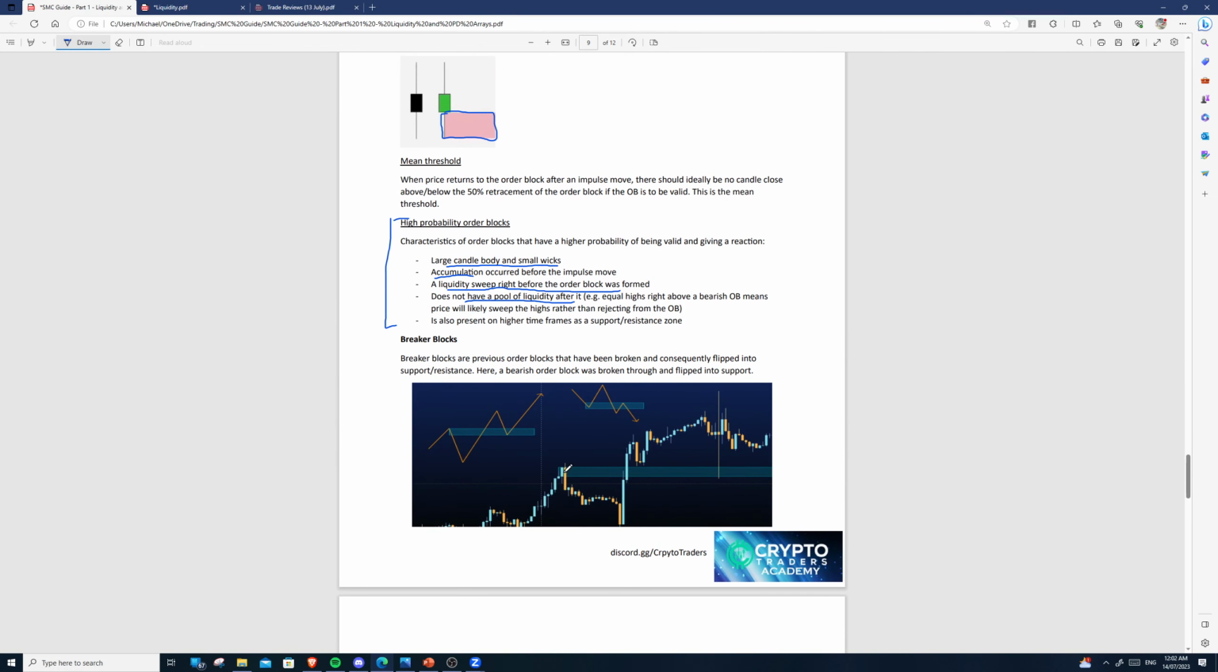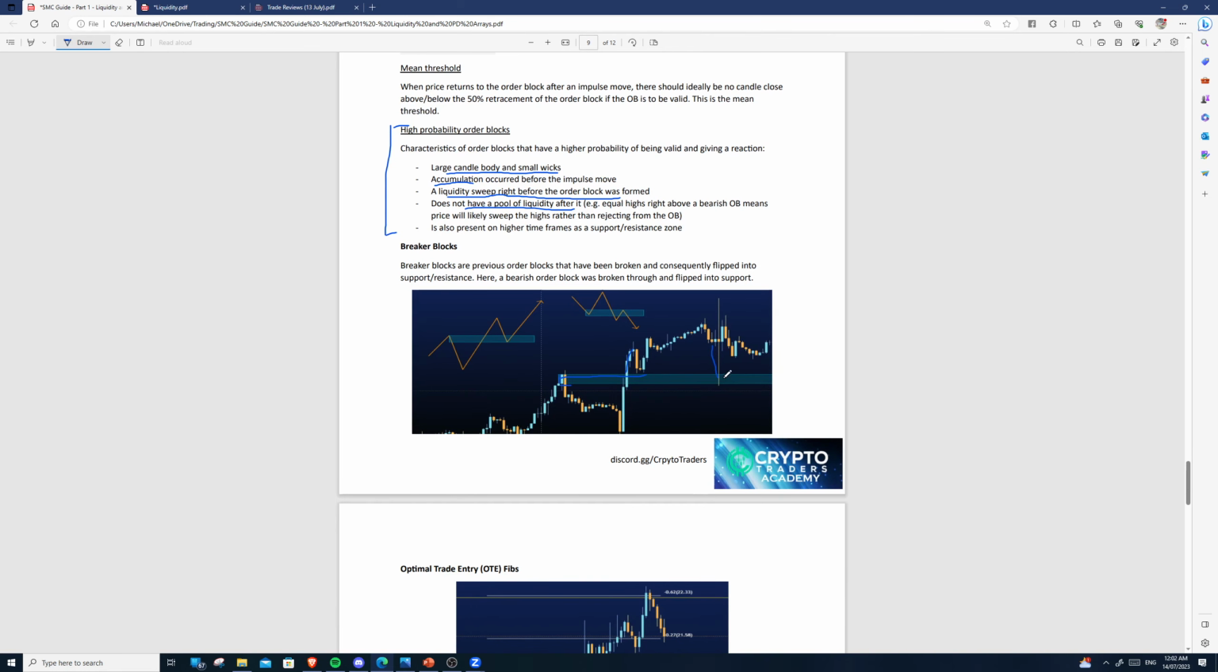Breaker blocks are just previous order blocks that have been broken and have flipped from either support to resistance or resistance to support. We have this example here of a bearish order block that was broken through and has been re-established as a support level. You can see that when the price wicked downwards to that breaker block, it gave a reaction and a bounce. So that means it is a new support level that was previously resistance.